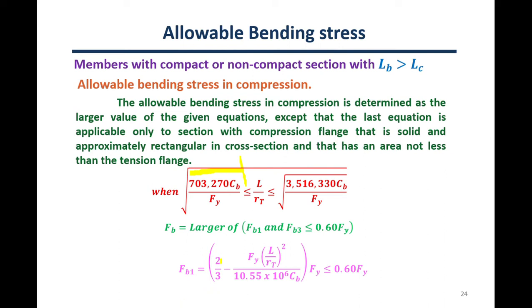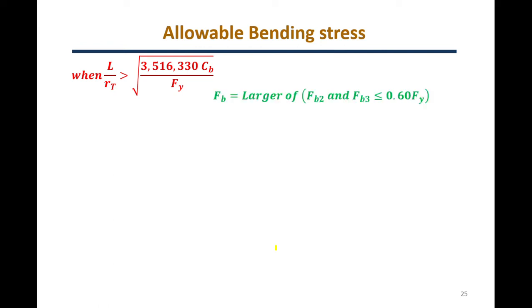So for the FB1, that is the quantity of 2/3 minus Fy multiplying (L/RT) squared all over 10.55 times 10 to the 6 CB, multiplied by Fy, or less than or equal to 0.6 of Fy. That's for the FB1. When L/RT is greater than the square root of 3,516,330 CB over Fy, FB is the larger of FB2 and FB3, greater or equal to 0.6 of Fy.